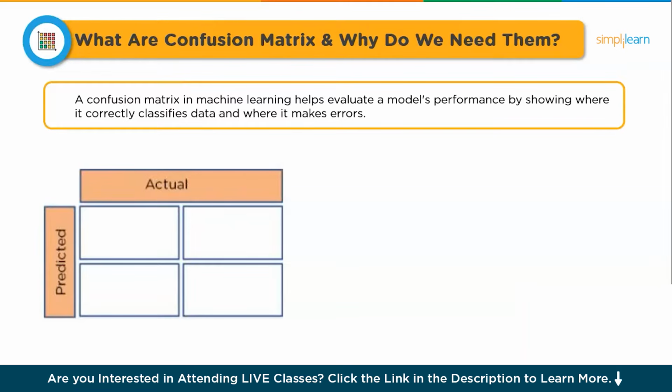A confusion matrix is a tool that helps measure the performance of a classifier in detail. It goes beyond just giving an overall accuracy score. It shows exactly where the model is making mistakes and how it is classifying each category.